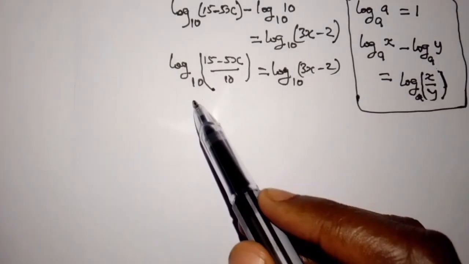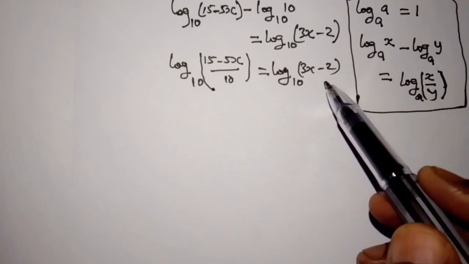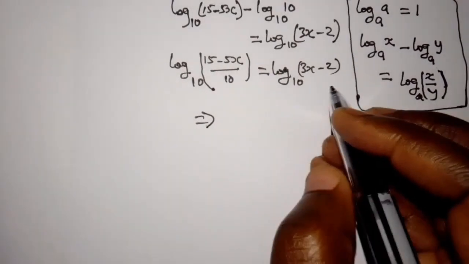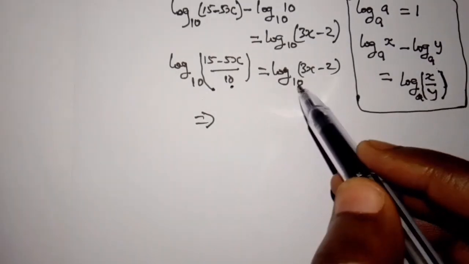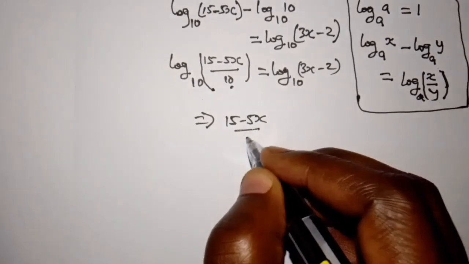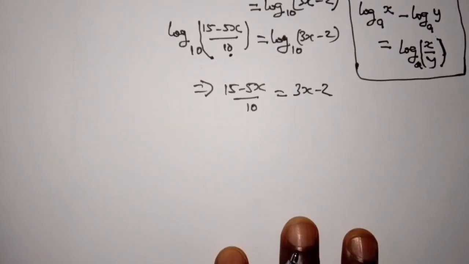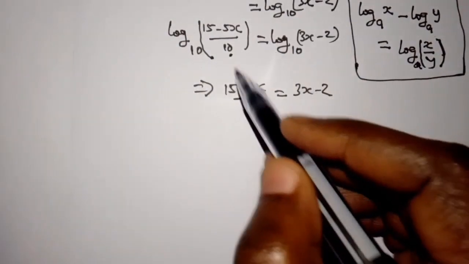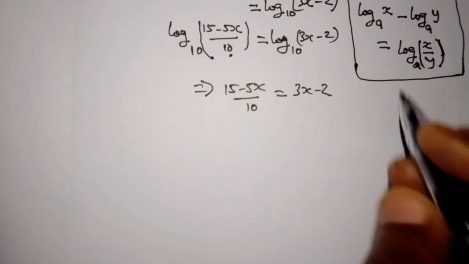Now you can see that this is log base 10, this is log base 10. Now we can say that this is equivalent to 15 − 5x over 10 is equivalent to 3x − 2. Because log base 10 can cancel log base 10 here. So we remain with (15 − 5x) over 10 is equal to (3x − 2) over 1.